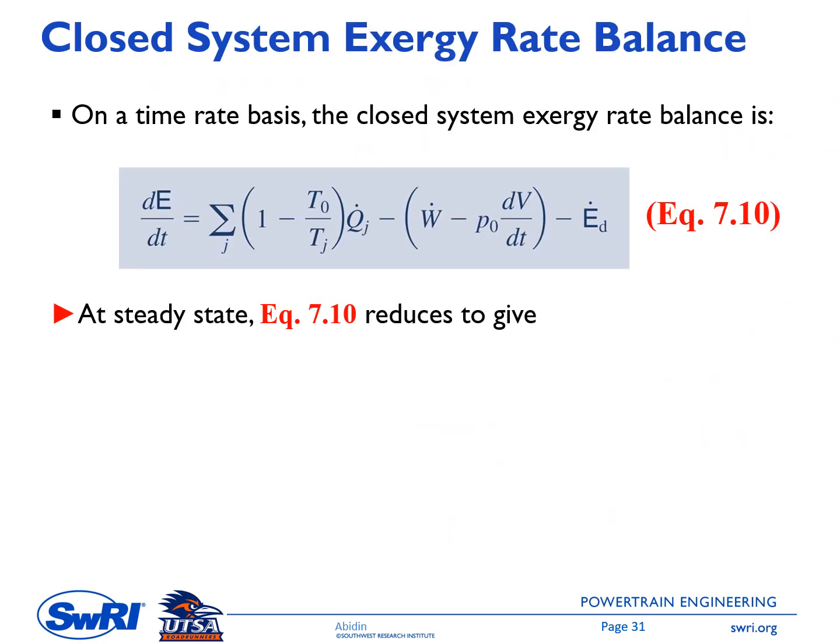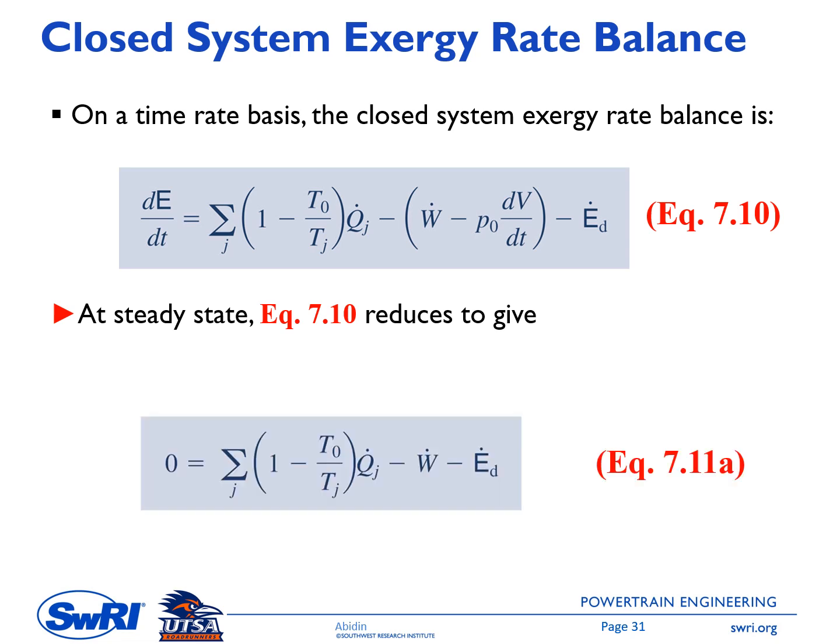Next one is the exergy rate balance of a closed system. On a time rate basis, the closed system exergy rate balance can be formulated by equation 7.10. Here we just divide each term in the exergy balance by dt. So you will have equation 7.10, and then if the system is at steady state, equation 7.10 reduces to give this formula, equation 7.11a.